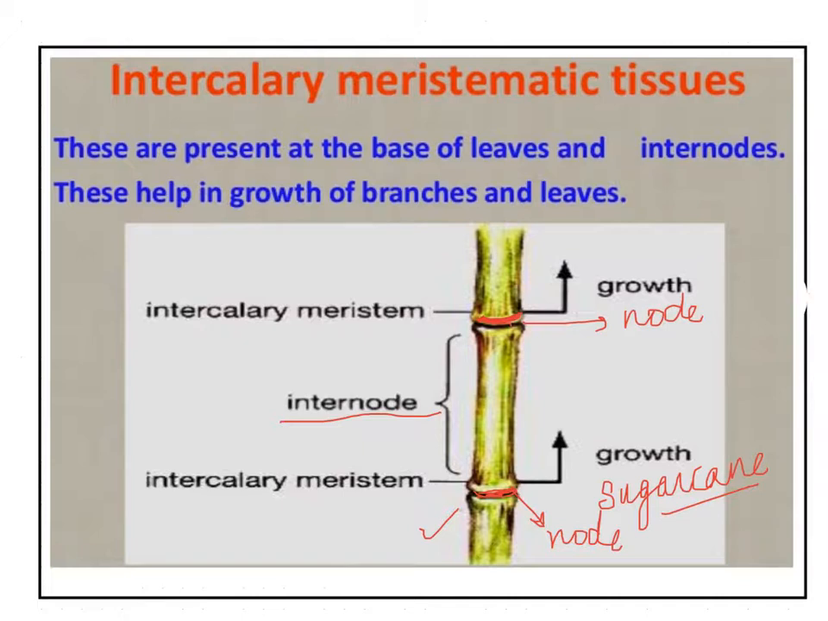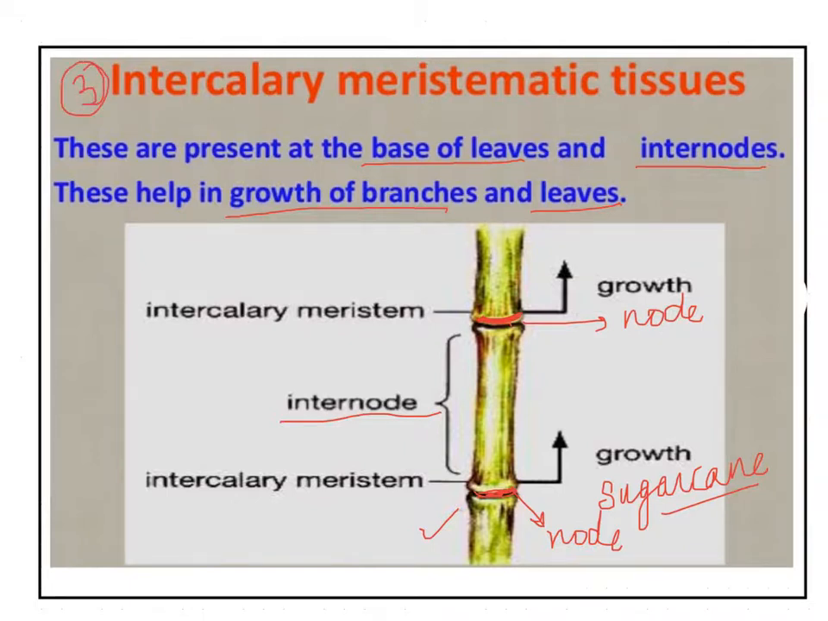So your intercalary meristem is present at the base of the leaves and in the internodes. And it helps in the growth of branches as well as leaves. तो ये आपकी ब्रांचेस की लंबाई इंक्रीज करता है, लीव्स की लेंथ इंक्रीज करता है. Okay, so this is your third meristematic tissue, which is called intercalary meristematic tissue.